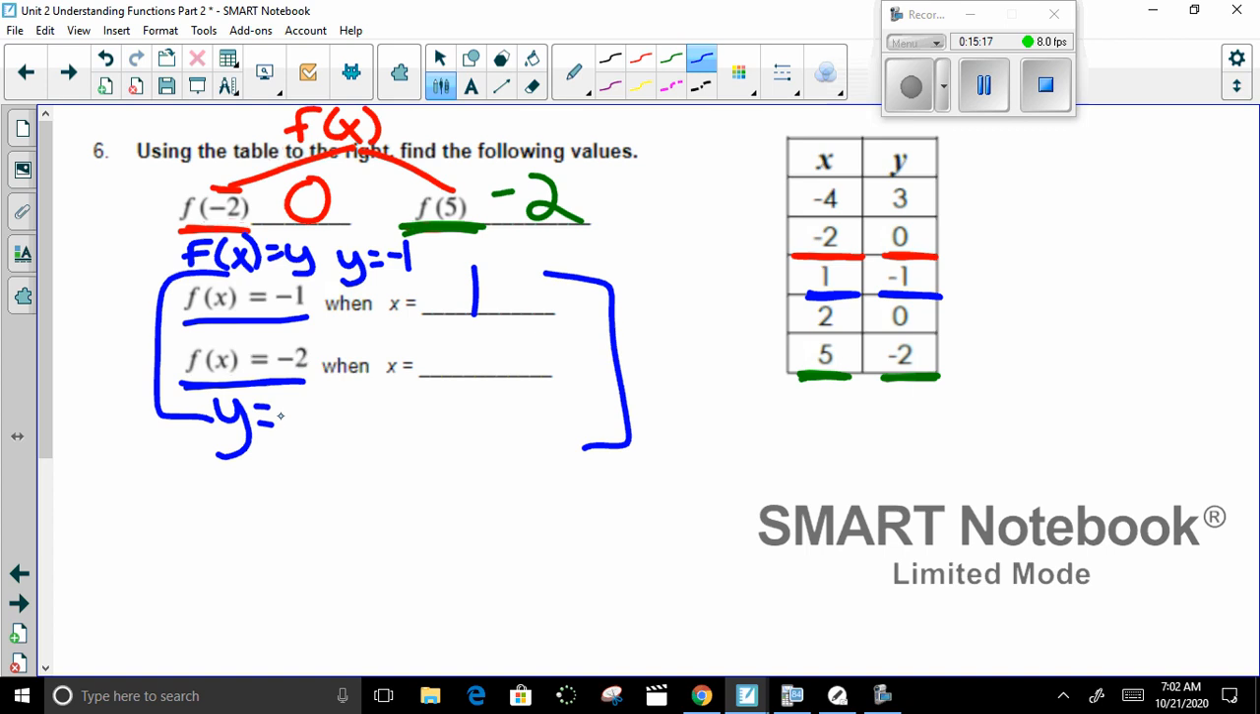In this situation, f of x equals -2. Remember, they're telling you the output. They're telling you that y is -2. Well, where's that? Y is -2 right down here. So what's your x? What's your input? What's your domain? Looks to me like it's 5.